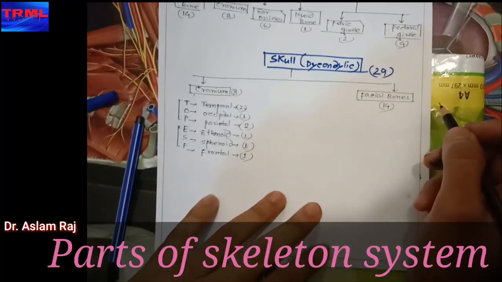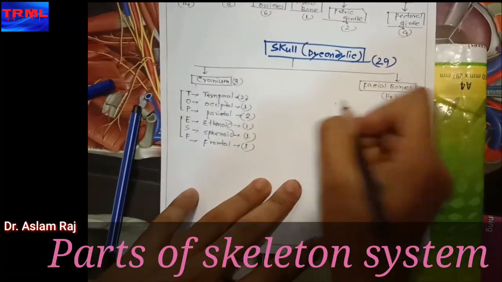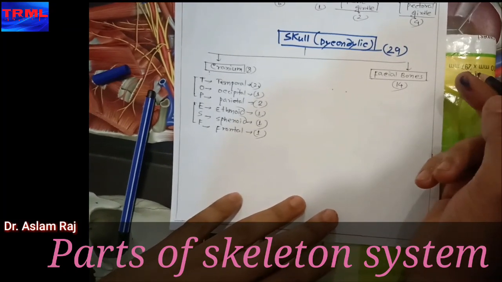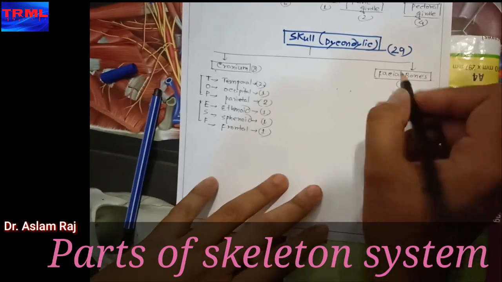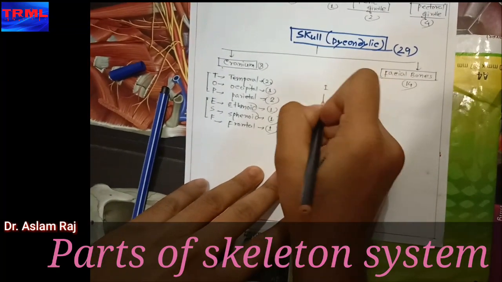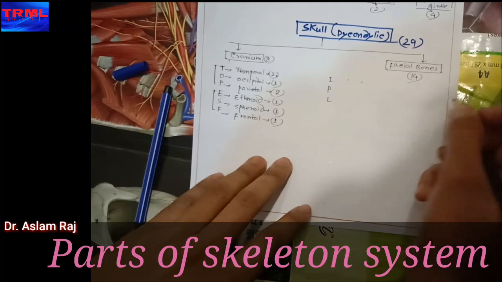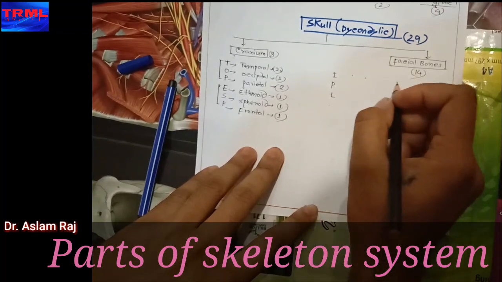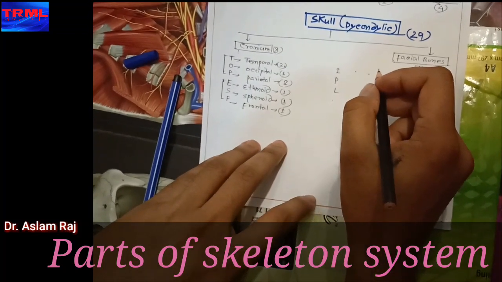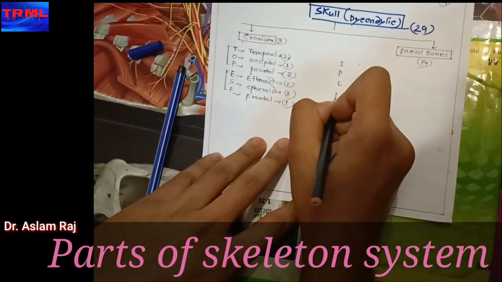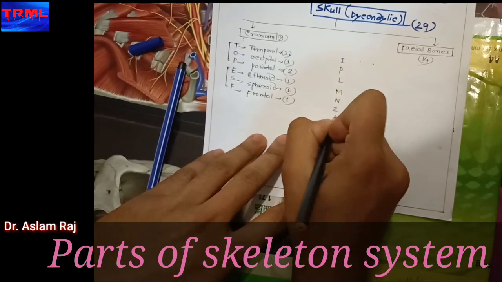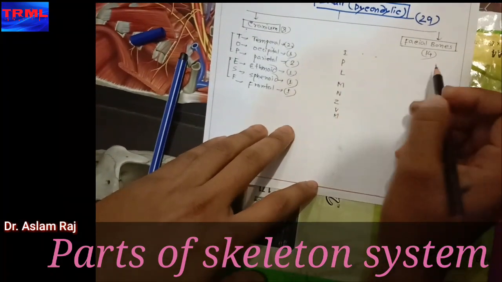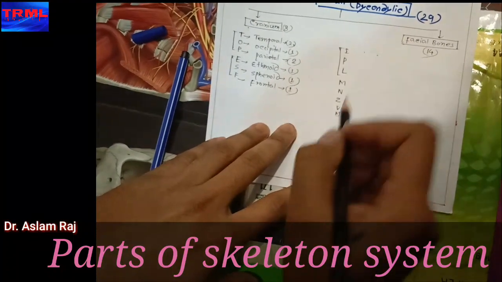Facial bones include nasal, maxilla, zygomatic, lacrimal, palatine, inferior nasal concha, vomer, mandible. Here 8 different types of bones are present and total number of bones is 14. Easy to remember just like that: IPL, MNZ, VM. Total number of types is 8.